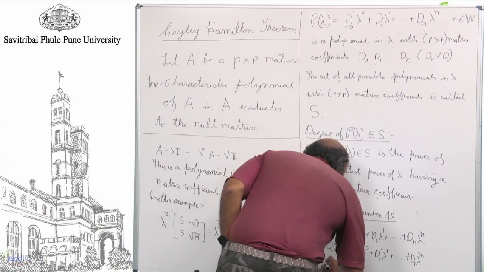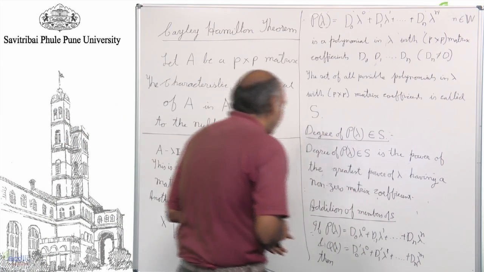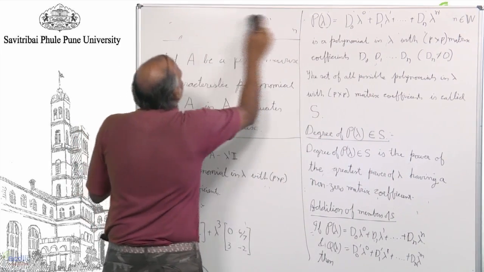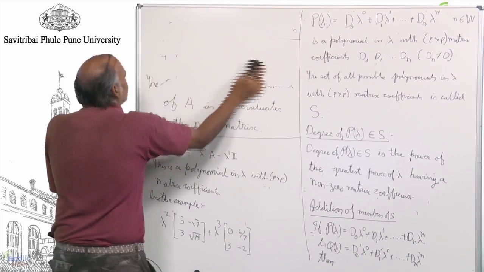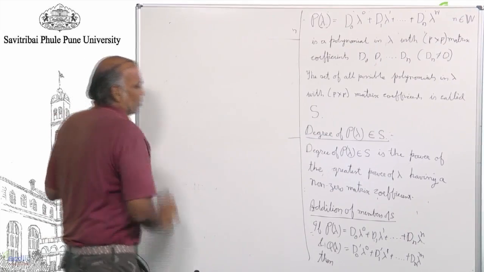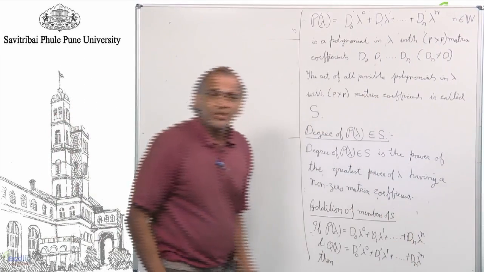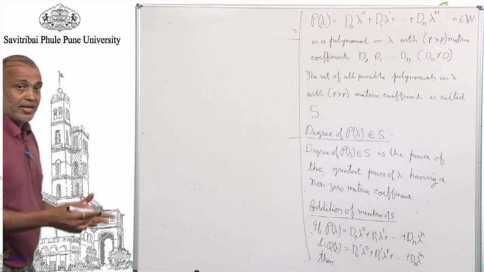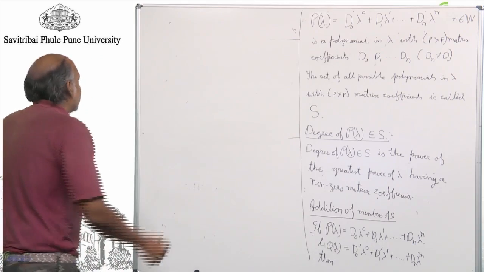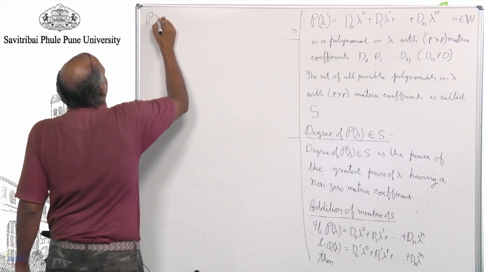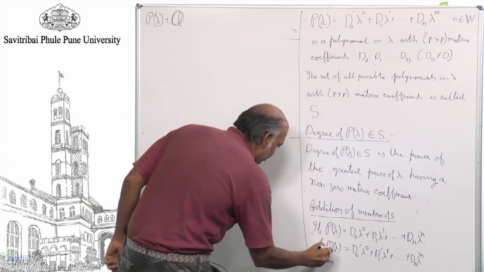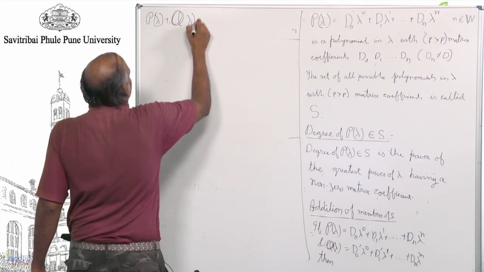Then we try to see what is p of lambda plus q of lambda, much like the polynomials with complex or real coefficients that you used to add. Notice that I have taken m different from n. m could be bigger than n or m could be lesser than n. So let me define script p plus script q of lambda.